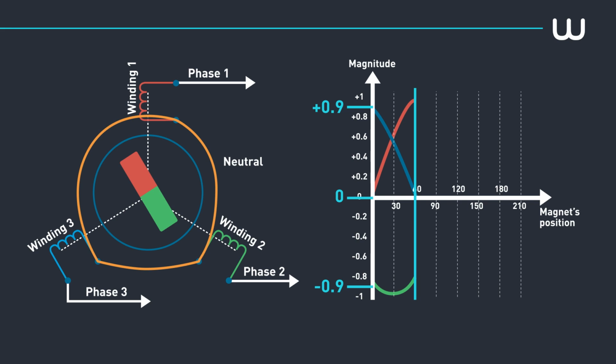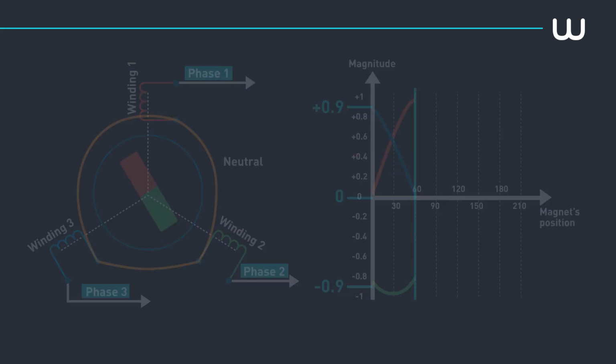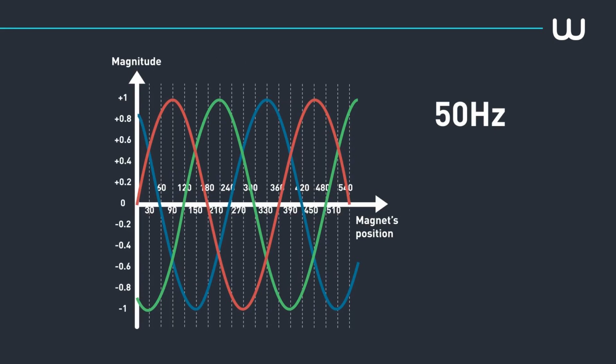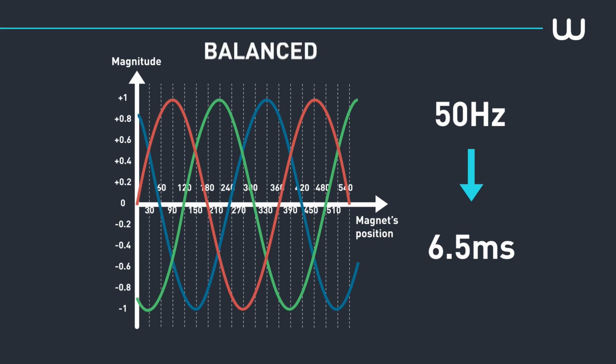These 3 wires are called phase 1, phase 2, and phase 3. Each wire supplies a single-phase alternating current. They all have the same frequency and the same magnitude, but are 120 degrees, or 2 pi over 3 radians, apart. In the standard case where 50 Hz is used, this means that the waves are 6.5 milliseconds apart. The system is then said to be balanced when the 3 signals are identical and are regularly spaced apart.